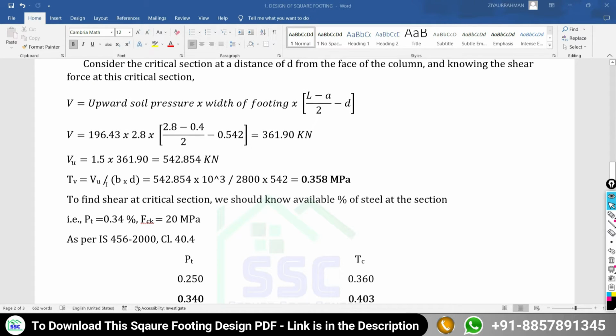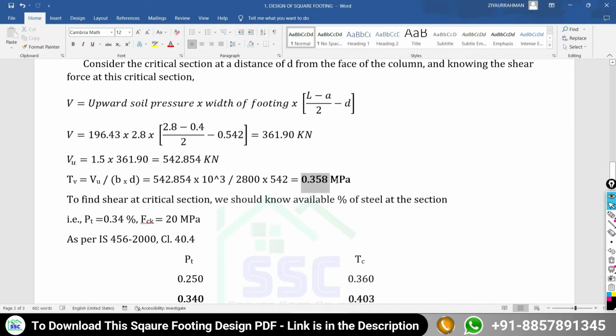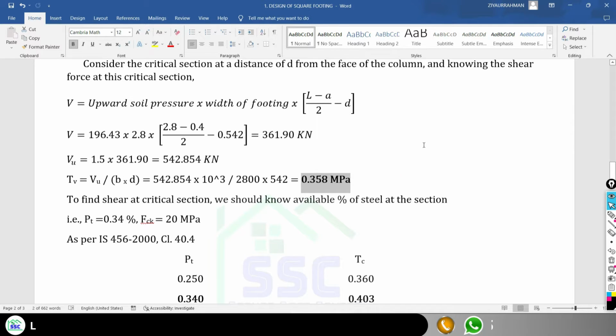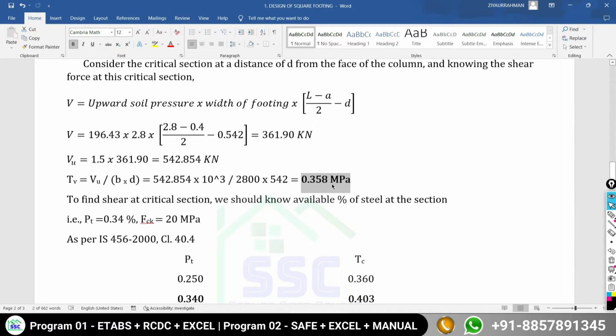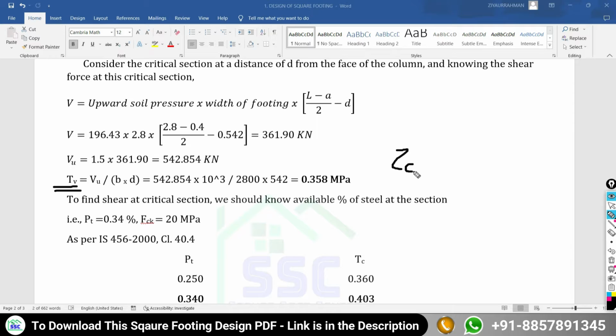tau v is equal to Vu upon b into d. Put all of these values here. So we are getting what? Nominal shear that is going to be developed at that proposed critical section at a distance of d from the face of the column as 0.358 MPa or Newton per mm square. So this is the nominal shear. Now we have to compare this nominal shear with the critical shear.